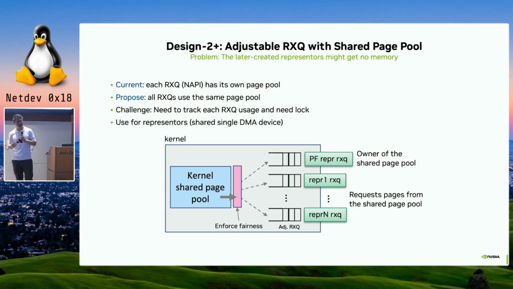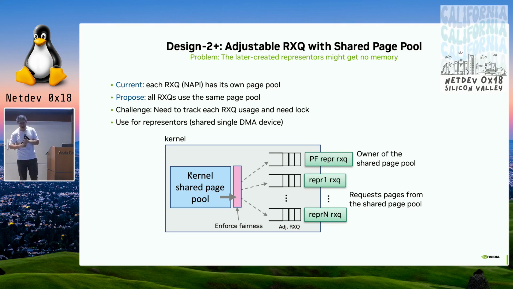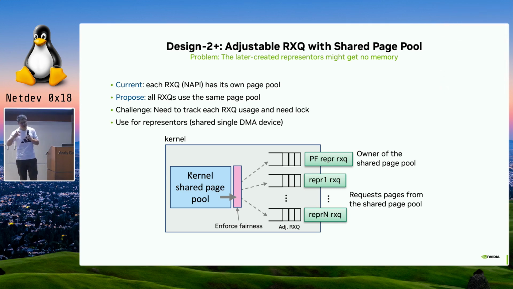and this shared page pool provides pages for all the representor Netdevs. This is doable because all the representor Netdevs share one DMA device, so you don't have to map or unmap different pages for them. It's the same one. For example, in this figure, we can have the primary representor of the PF. Initially, it creates this shared page pool. When we create more and more representor Netdevs, each doesn't create its own per-queue page pool, but just requests pages from the shared page pool.